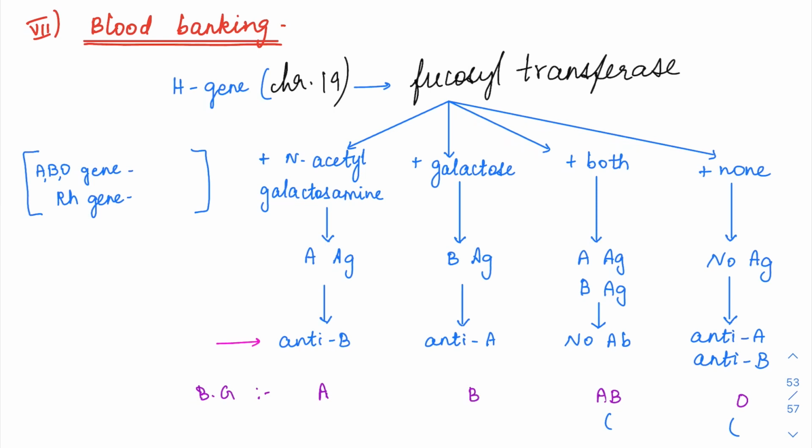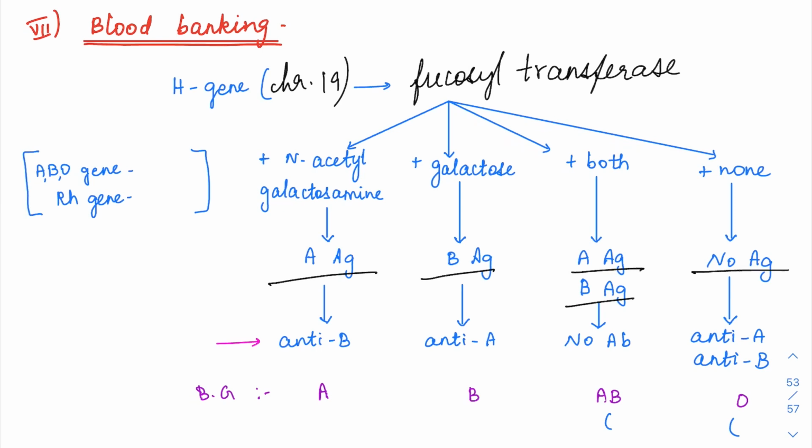Upon this H substance, if there is going to be addition of N-acetyl galactosamine, then it is going to form an A antigen. And if it is galactose which is going to be present over the H substance, it is going to form a B antigen. If both are going to be present, it is going to form A and B antigen. There is nothing called AB antigen. Okay, there is both A antigen and B antigen. And if just the H substance is present, nothing else, then no antigens are going to be formed on the RBCs, right?